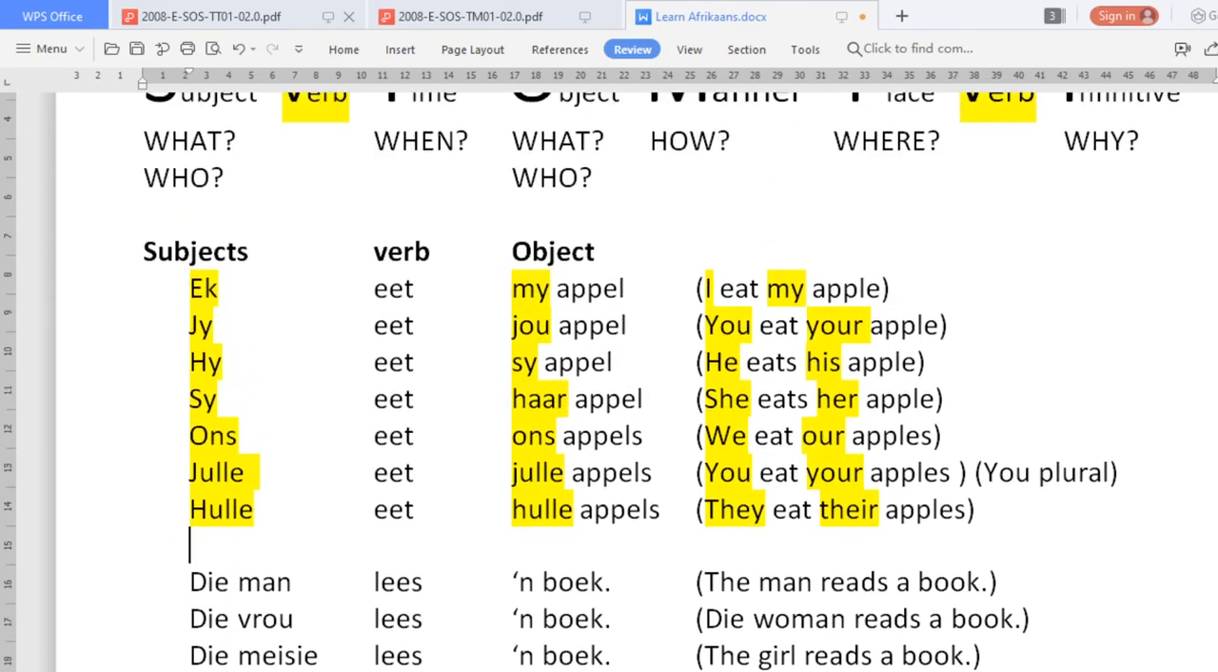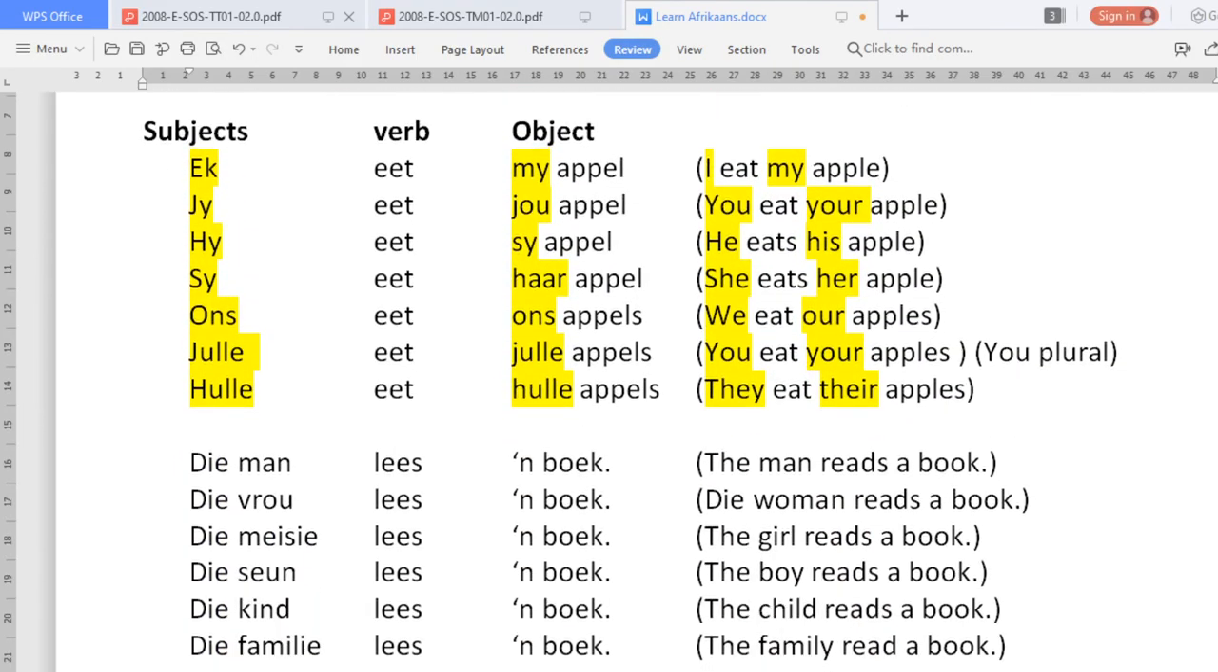Okay, so we're looking at some more subjects, verbs and objects. I'm keeping the verb and the object the same so that we can focus on the subjects. Many of these you'll find it's easy to translate from Afrikaans to English. Okay, die man lees 'n boek. So the man reads a book. Man can also be husband, but then you say my man, my husband.